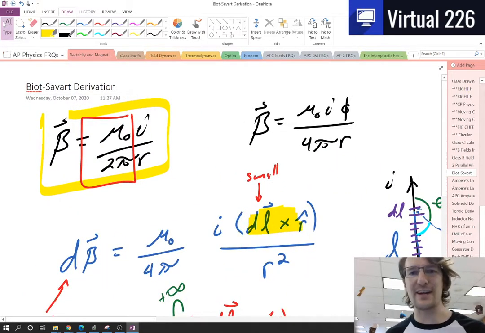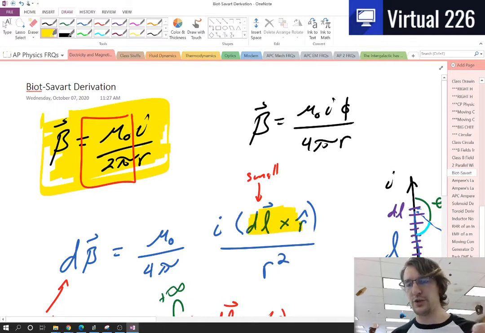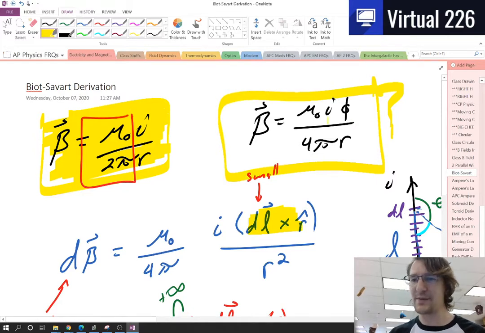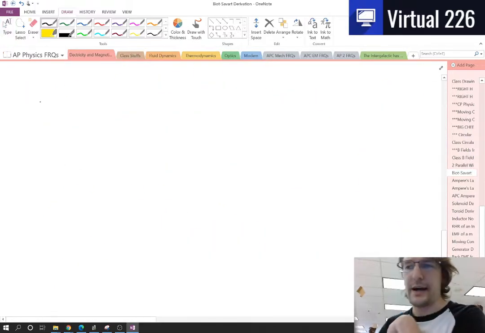It's not a fun thing to derive on the fly, so I really recommend that you just know this equation. Just know that for a very, very long wire, it's mu naught I over 2 pi r, boom, you're good. But how do we get this? Well, remember, this is for a wire loop. So let's take a look at how we'd run this for a loop.